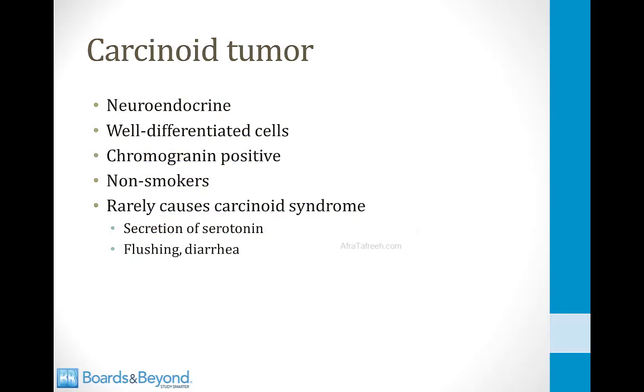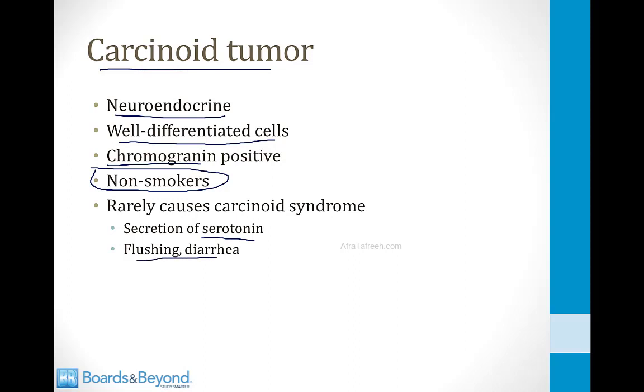And then the last tumor type I'll mention of the non-small cell tumors is the carcinoid tumor. These are relatively rare. They're neuroendocrine tumors. They have well-differentiated cells. They stain positive for chromogranin, and these occur in non-smokers. And you should know that even though they have the word carcinoid in the name, they rarely cause the carcinoid syndrome. So carcinoid syndrome is when a tumor secretes serotonin and it leads to flushing and diarrhea. And this more commonly happens with gut tumors that metastasize to the liver. These carcinoid tumors in the lungs very rarely cause this syndrome.